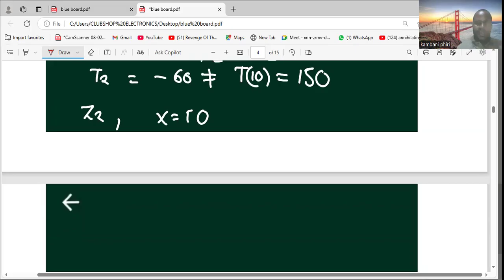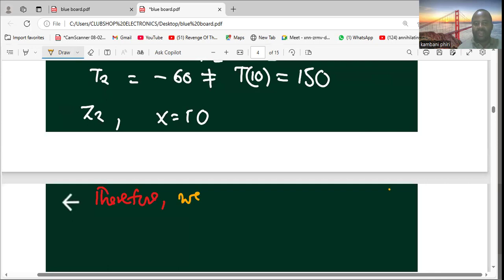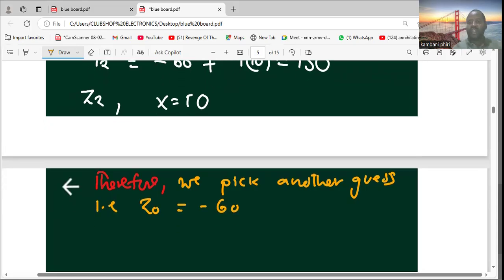Therefore, we pick another, the second case. That is Z0 is equal to negative 60, and this is given from the question. Then we repeat the process, all right?